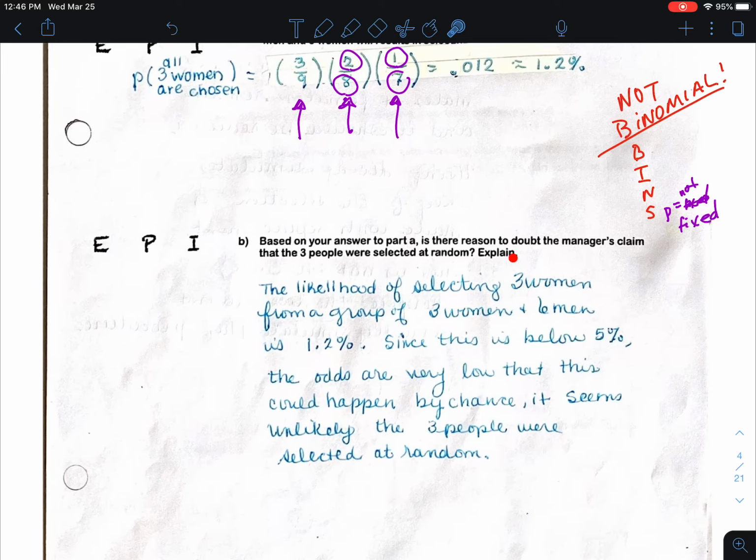It says, based on your answer, is there reason to doubt the manager's claim that the 3 people were selected at random? You can read what I have here. It's underneath that 5% threshold, so it seems very unlikely that that could have happened.